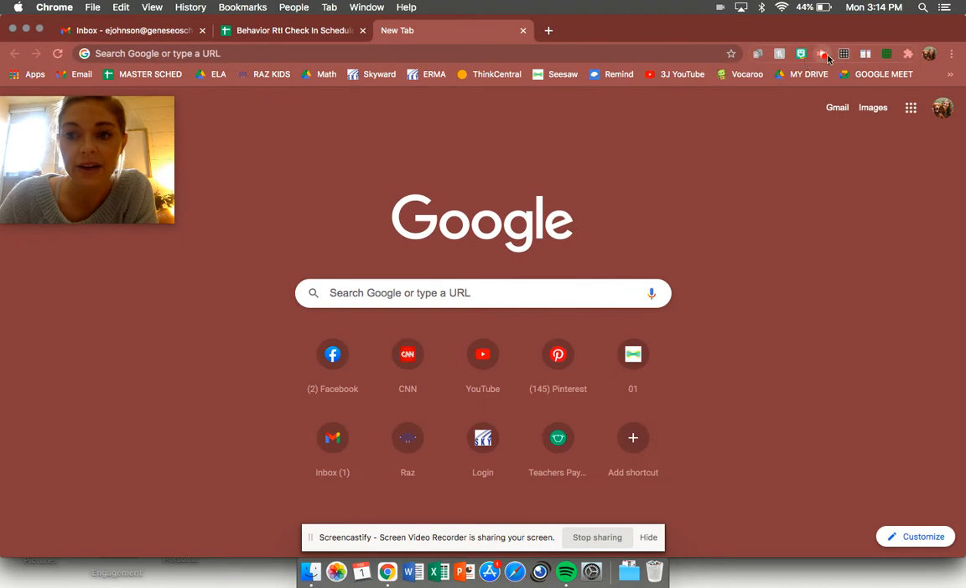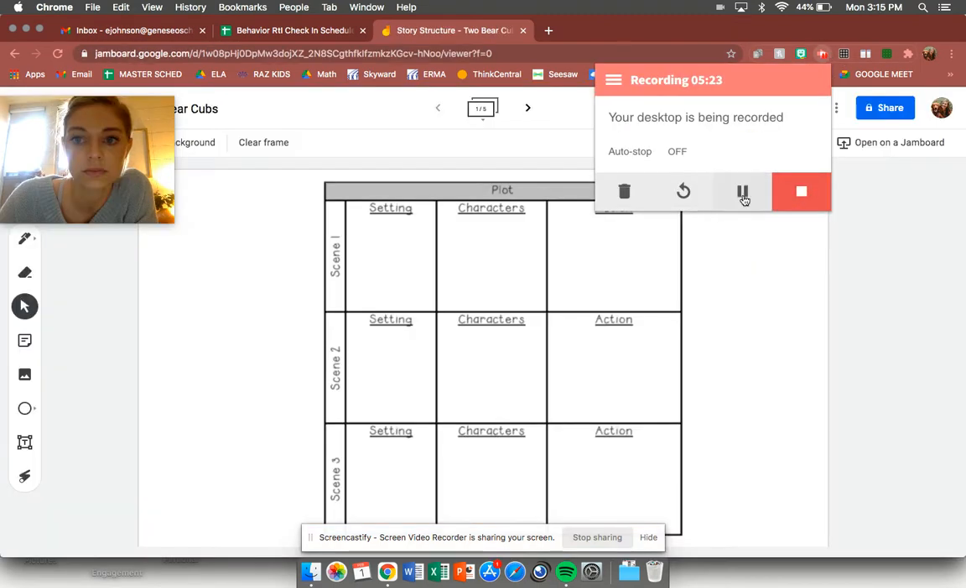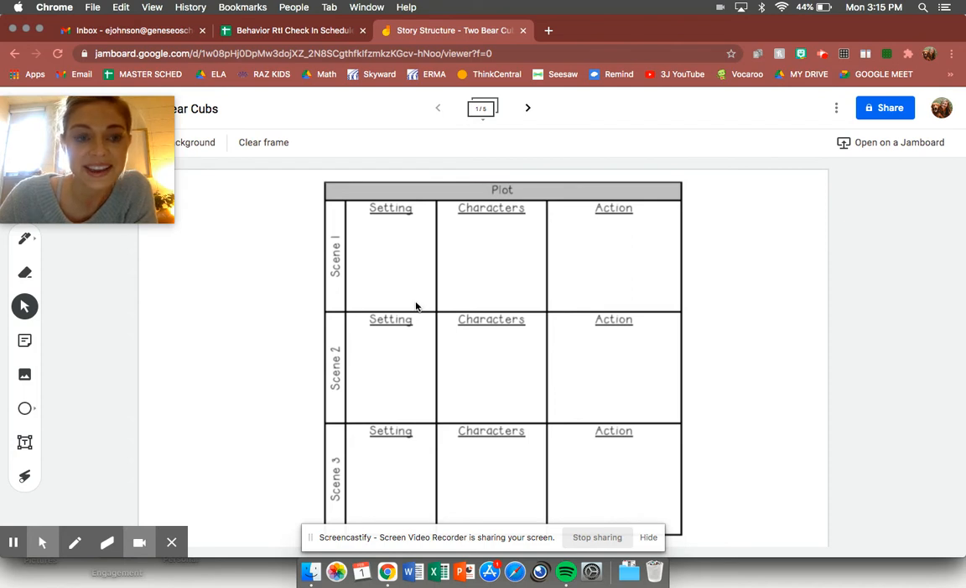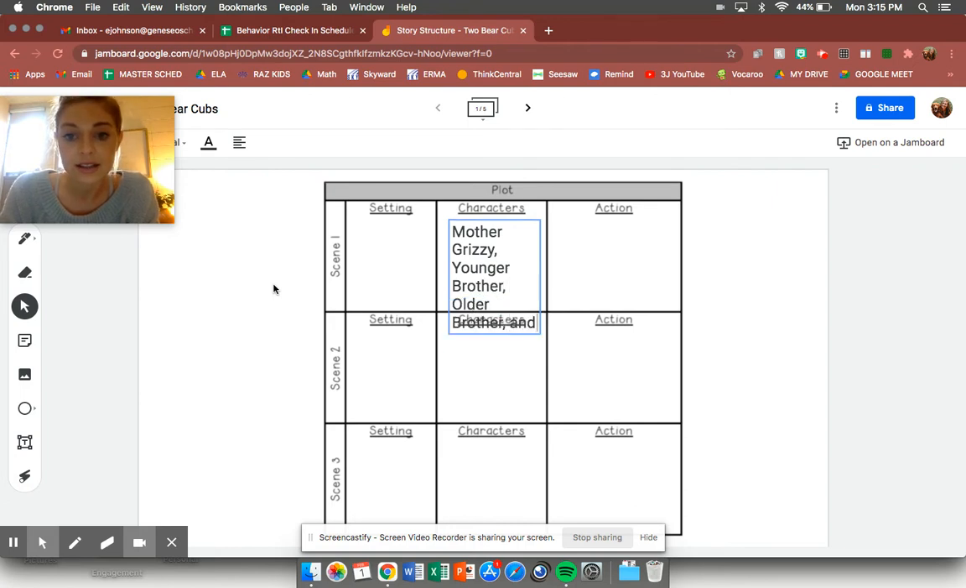So if I go back to my chart, and I go to setting, characters, I'm going to start with actually the characters now. Okay, so we just found out who the characters in scene 1 were, because right here it says scene 1. So we have Mother Grizzly, and it's really important to capitalize their names because they are characters in the story. They're proper nouns. Younger brother, older brother, and the storyteller. Okay, so I'm going to type that in for the first one there.